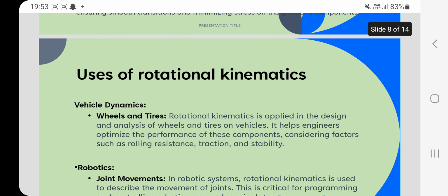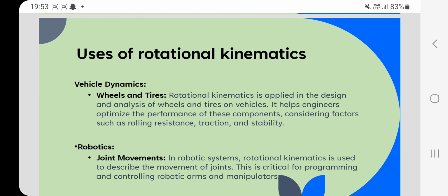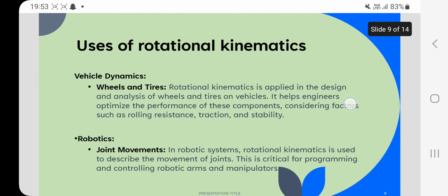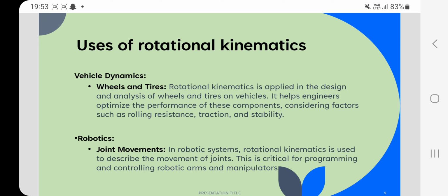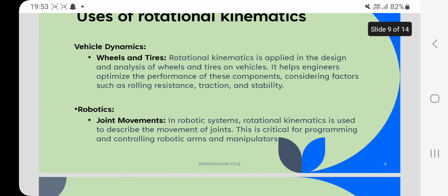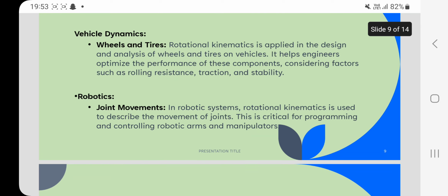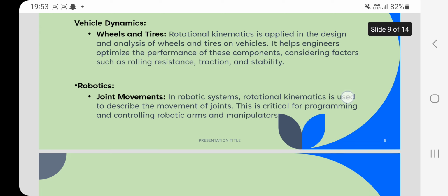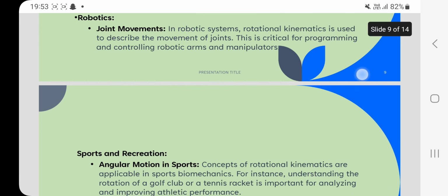Uses of rotational kinematics. Vehicle dynamics, wheels and tires. Rotational kinematics is applied in the design and analysis of wheels and tires on vehicles. It helps engineers optimize the performance of these components, considering factors such as rolling resistance, traction, and stability. Robotics, joint movements. In robotic systems, rotational kinematics is used to describe the movement of joints. This is critical for programming and controlling robotic arms and manipulators.